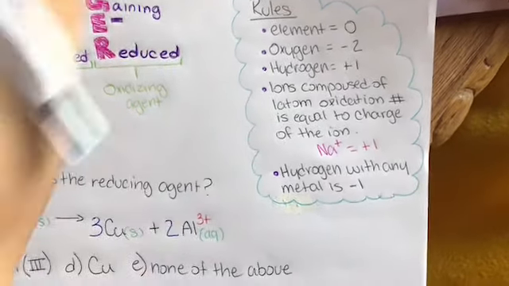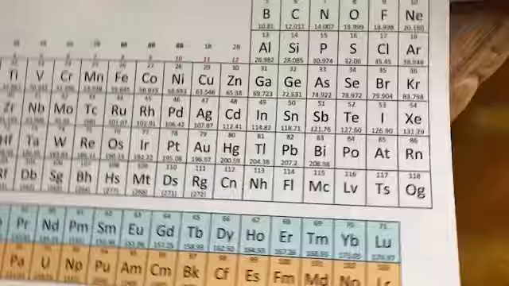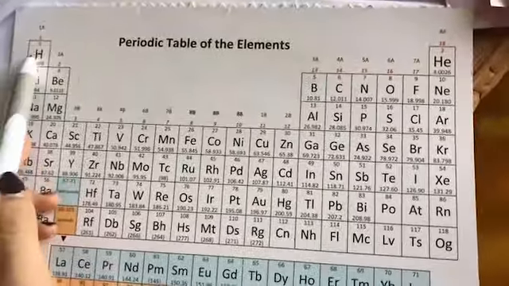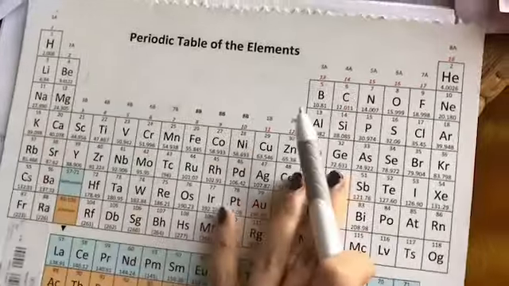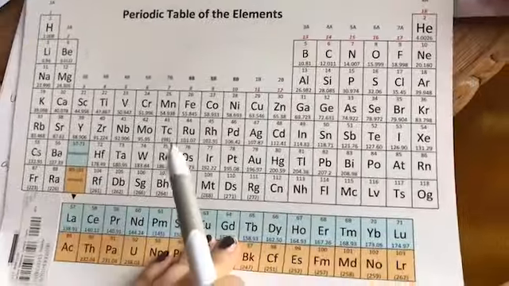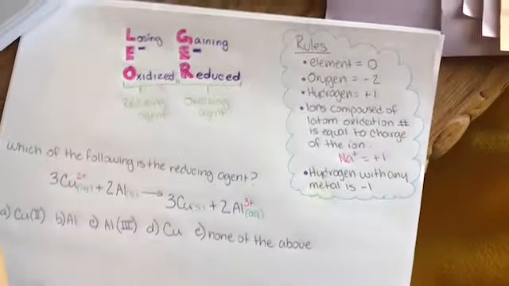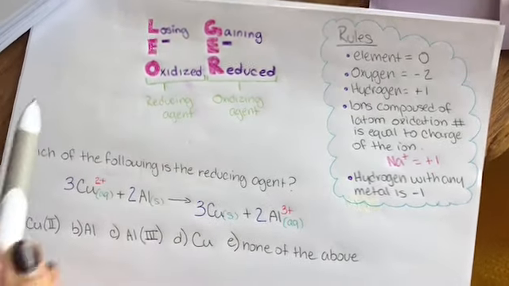Another thing that really helps me with charges is looking at my periodic table, and I like to see what group they're in. So hydrogen is in group 1, so it would be +1, and just like that, that usually helps me see what the charge is for that particular element.